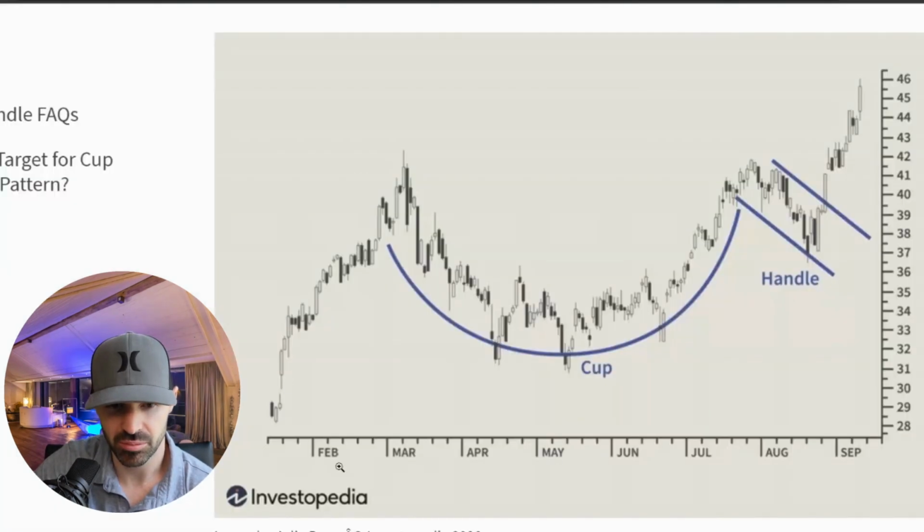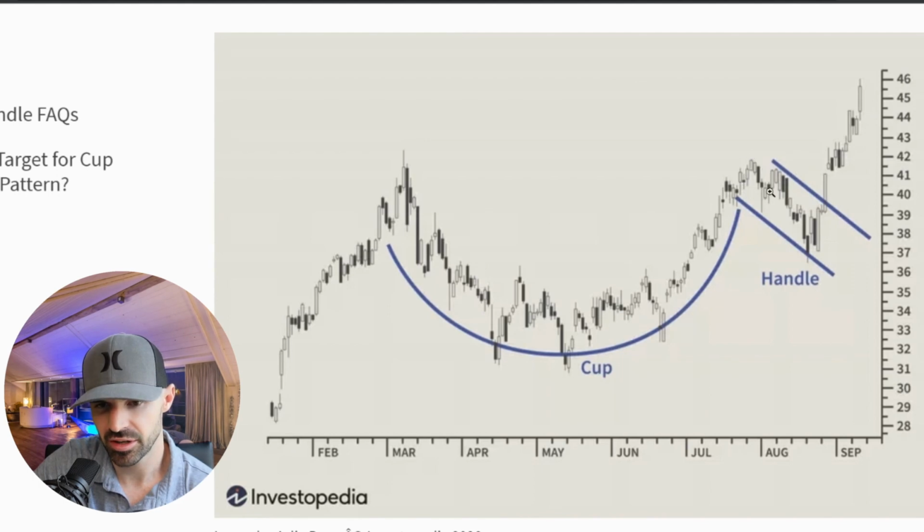So this is just another example of a cup and handle here. You can see that the price is in a steady uptrend and eventually gets sold off here. And you can see the calendar under here, like February, March, April, May, June, July, August, September. And you see that the price is breaking downwards, consolidating, and then eventually it's starting to move back up again to form the cup.